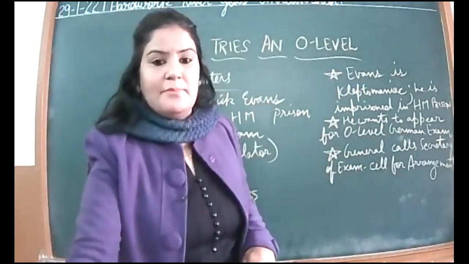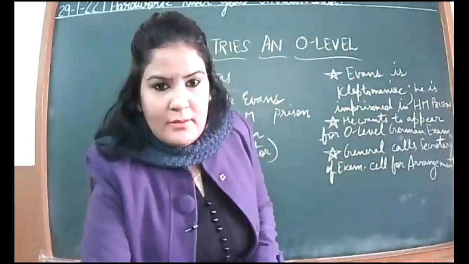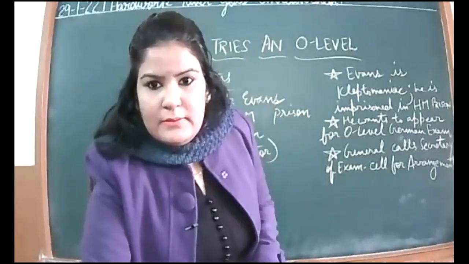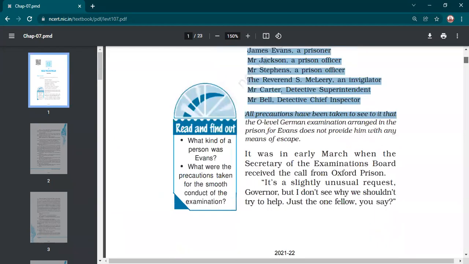I'm going to share the screen. Please have a look. Beta, keep your books open with you as well. Is it visible, beta? See, the dramatis personae already discussed. These characters, Carter and Mr. Bell and all, will come later. So let's continue.